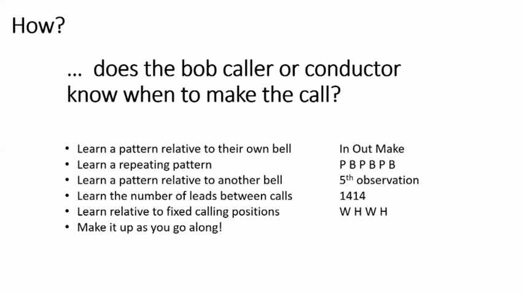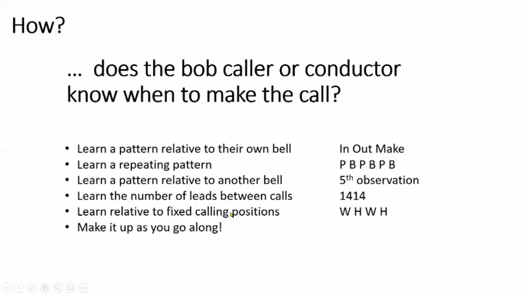A fourth way of doing it is to learn the number of leads between calls and count. So for instance, to call a touch of Plain Bob Minor, you might remember 1414, and that would mean you put a bob in after 1 lead, a bob 4 leads later, then another bob 1 lead later, and finally a bob 4 leads later. This doesn't give you a lot of information about what's actually happening with these bobs, but it does work. And you will see that written out in lists of touches, particularly in touches of Stedman Triples, for instance.